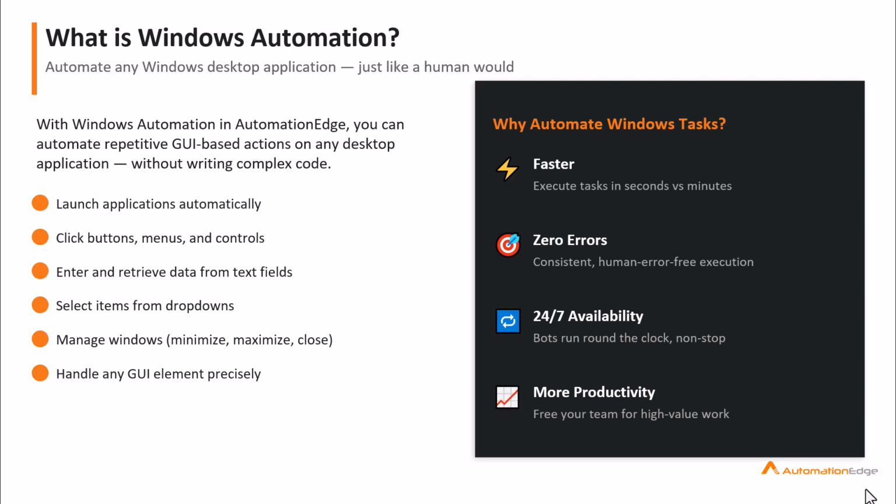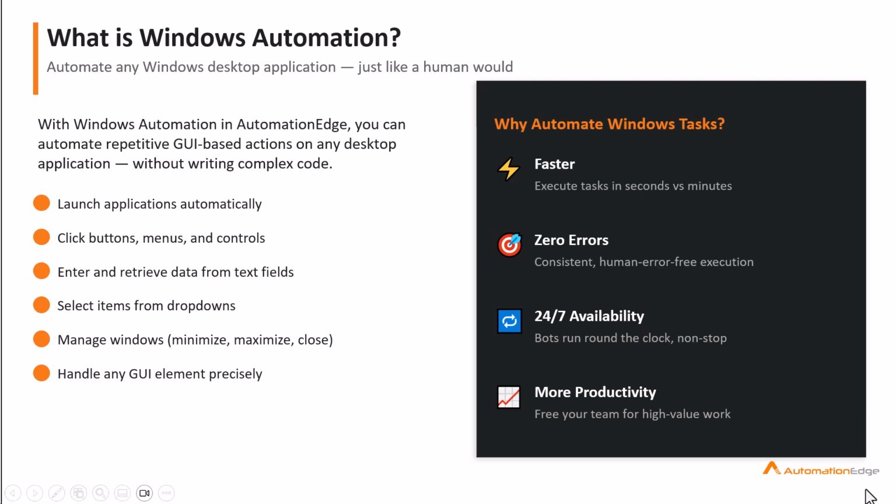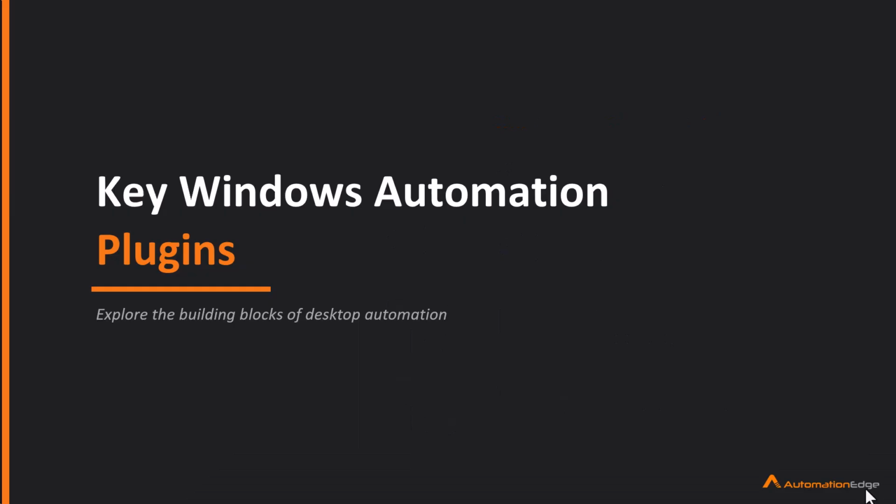Let's begin. With Windows Automation and AutomationEdge, you can automate any GUI-based task on a Windows desktop without writing complex code. And why does this matter? It's faster, completely error-free, available 24/7, and it frees your team to focus on higher value work. Whether it's navigating an application, reading or entering data, or managing Windows, everything can be handled seamlessly through simple, powerful plugins. So let's explore those plugins now.